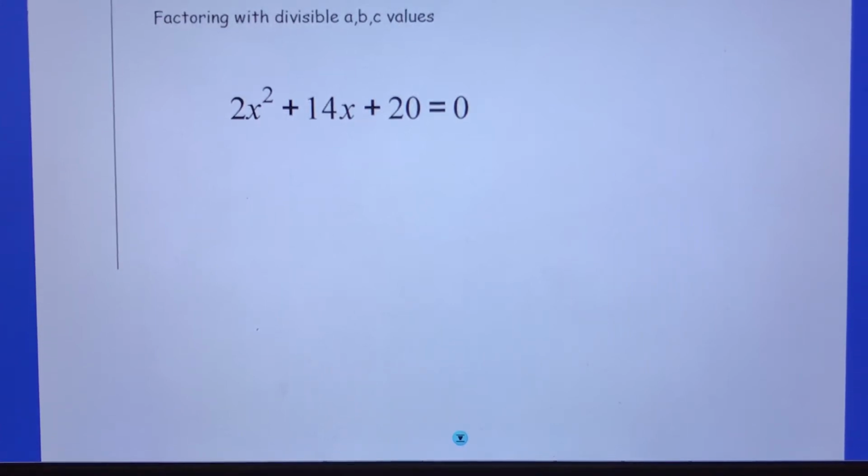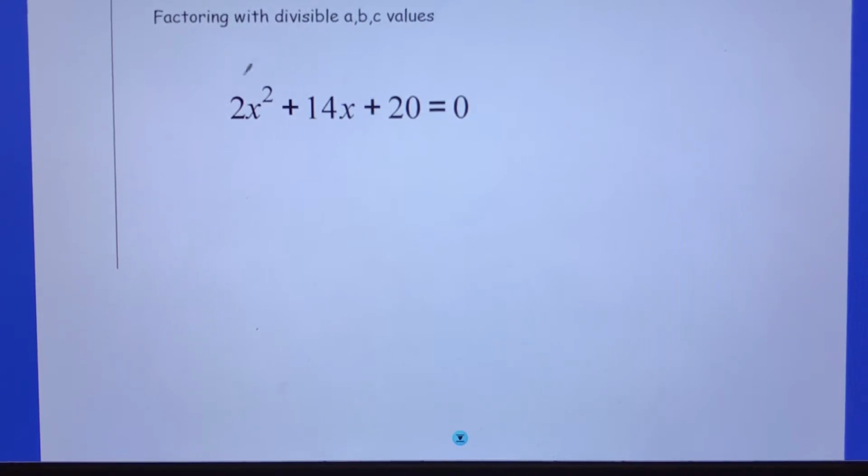Okay guys, today's lesson is we're going to be factoring, but this time if you notice there's a number in front. Usually we can sit there and do the quadratic equation, but in this case sometimes you can just simplify before and you can avoid using the quadratic equation.